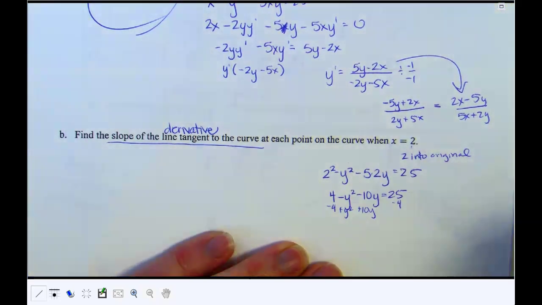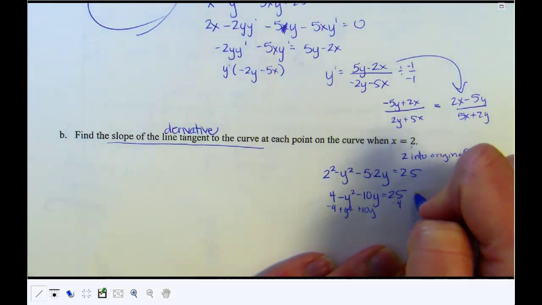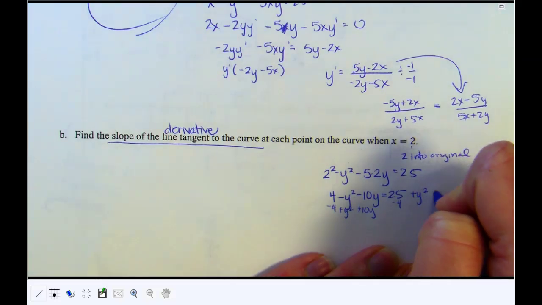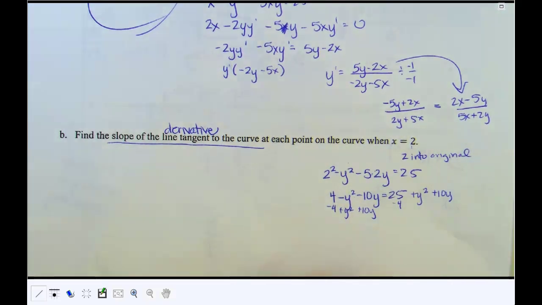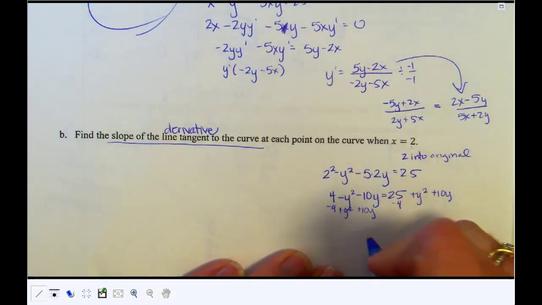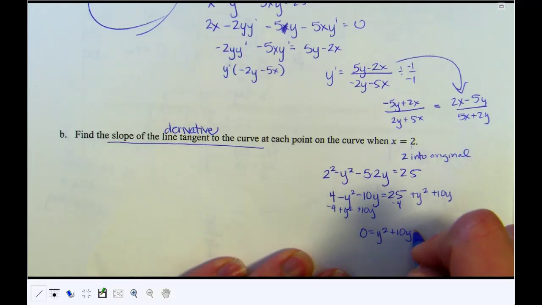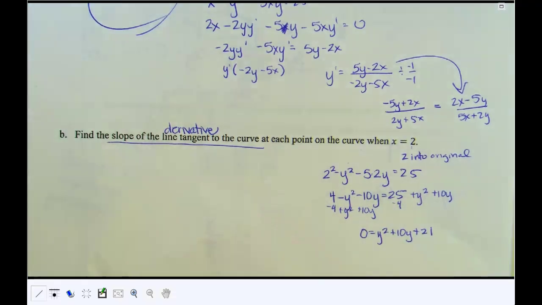Why? Because it's fewer steps. If you don't do that, then you have to factor a negative out of the front of it anyway. I don't want to do that, so I'm doing this. So this is y squared plus 10y plus 21.